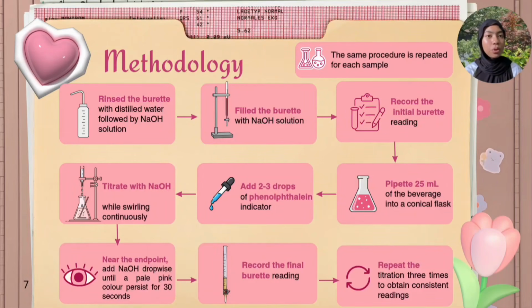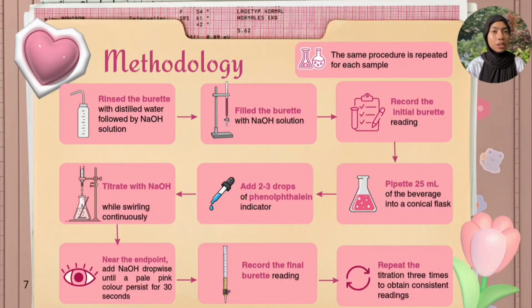After that, 2 or 3 drops of phenolphthalein indicator were added. The sample was then titrated with NaOH while continuously swirling the flask. Near the endpoint, NaOH was added drop by drop until the pale pink color remained for about 30 seconds. The final burette reading was recorded.